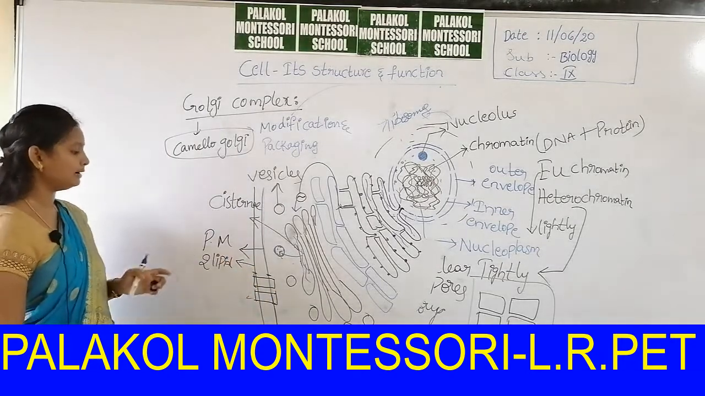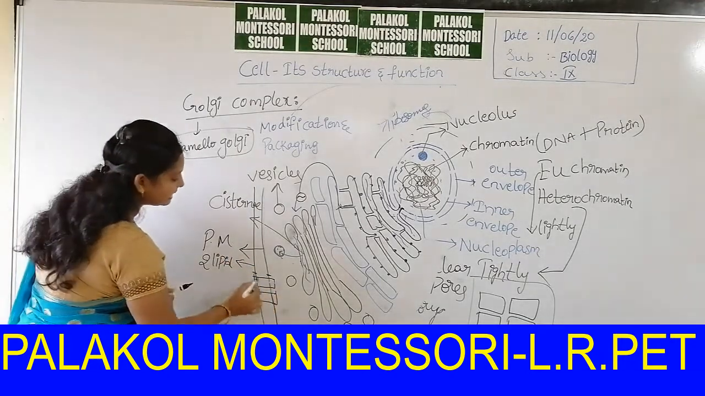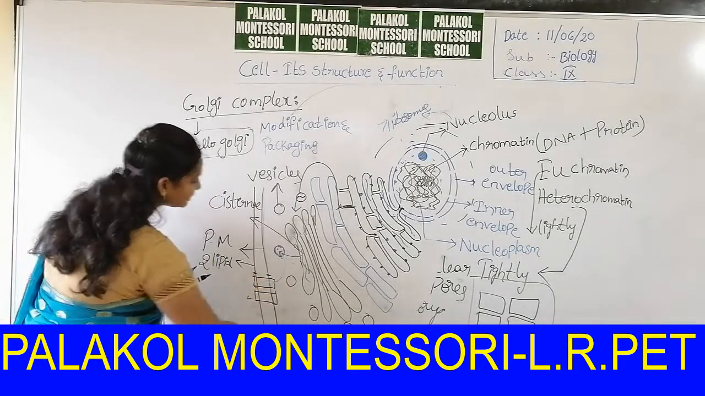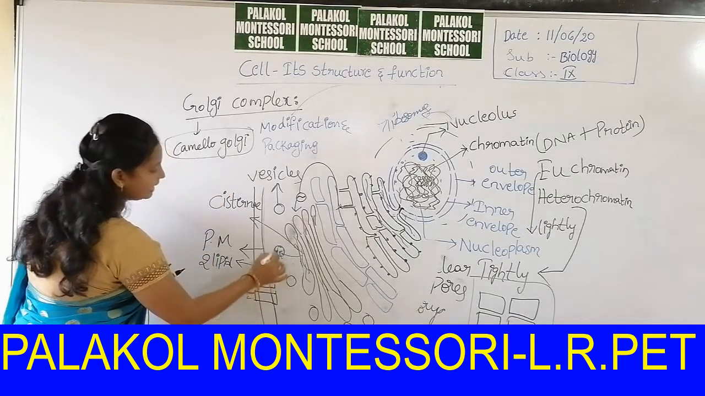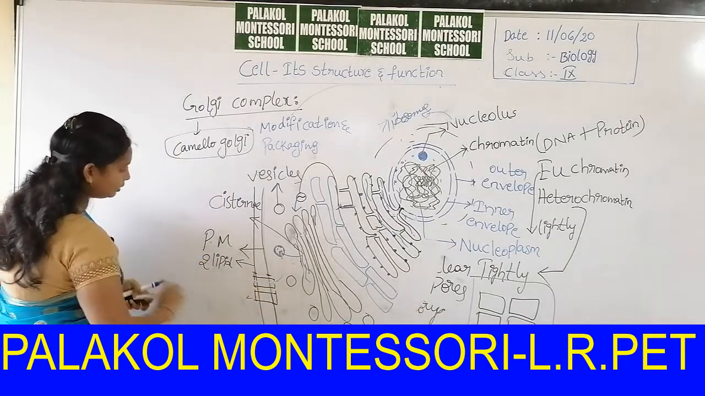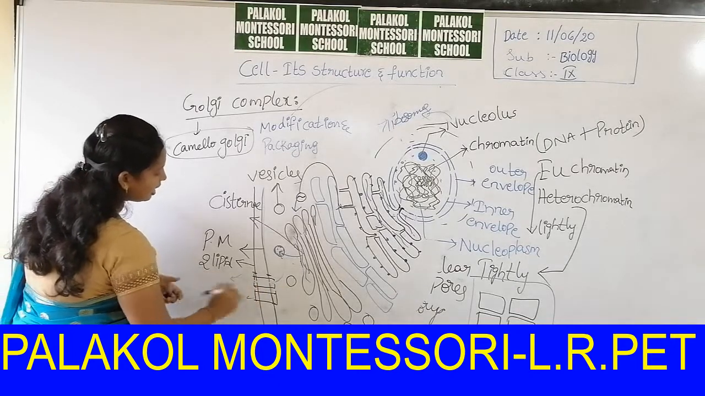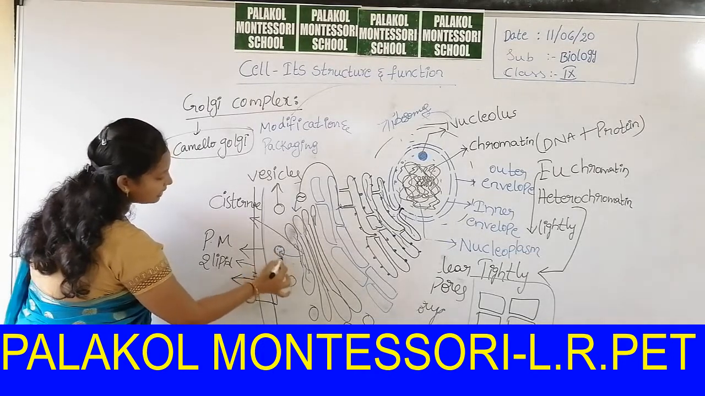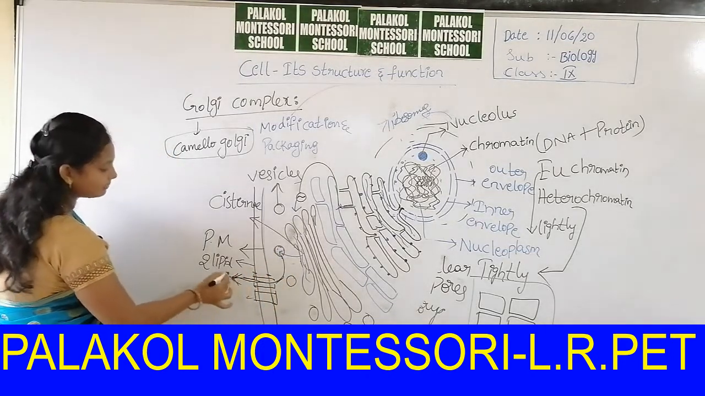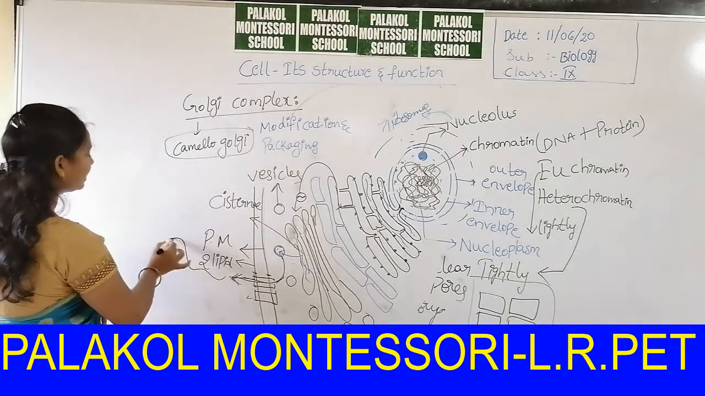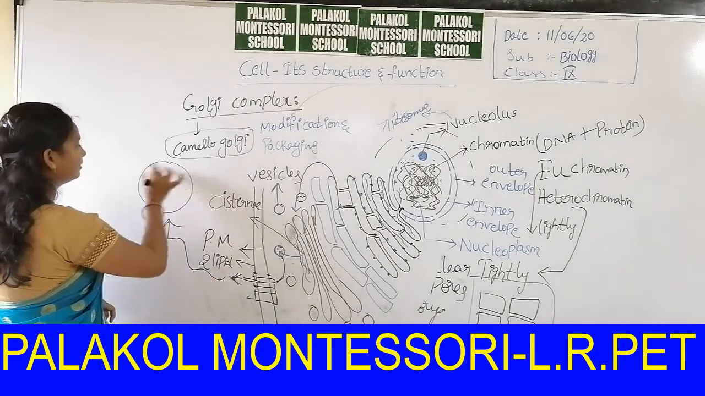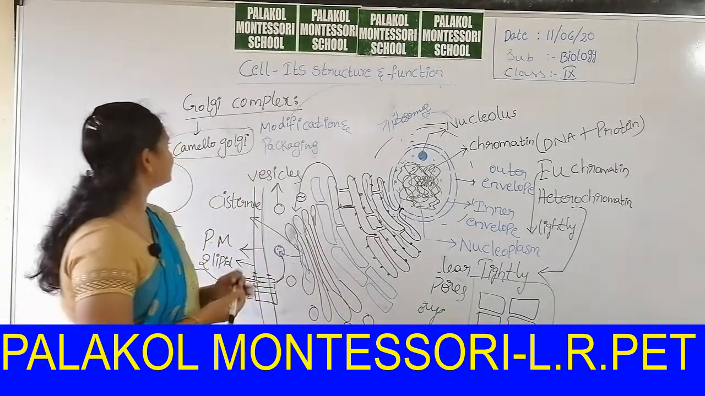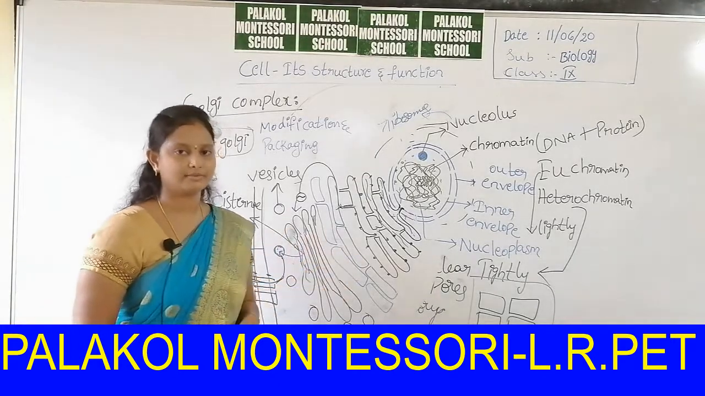Through these protein channels, these vesicles carry modified proteins to the outer region of the cell. From this region, the proteins move and are carried to the other cell, where the need is more. This is the importance of the Golgi complex and vesicles. Okay, thank you.